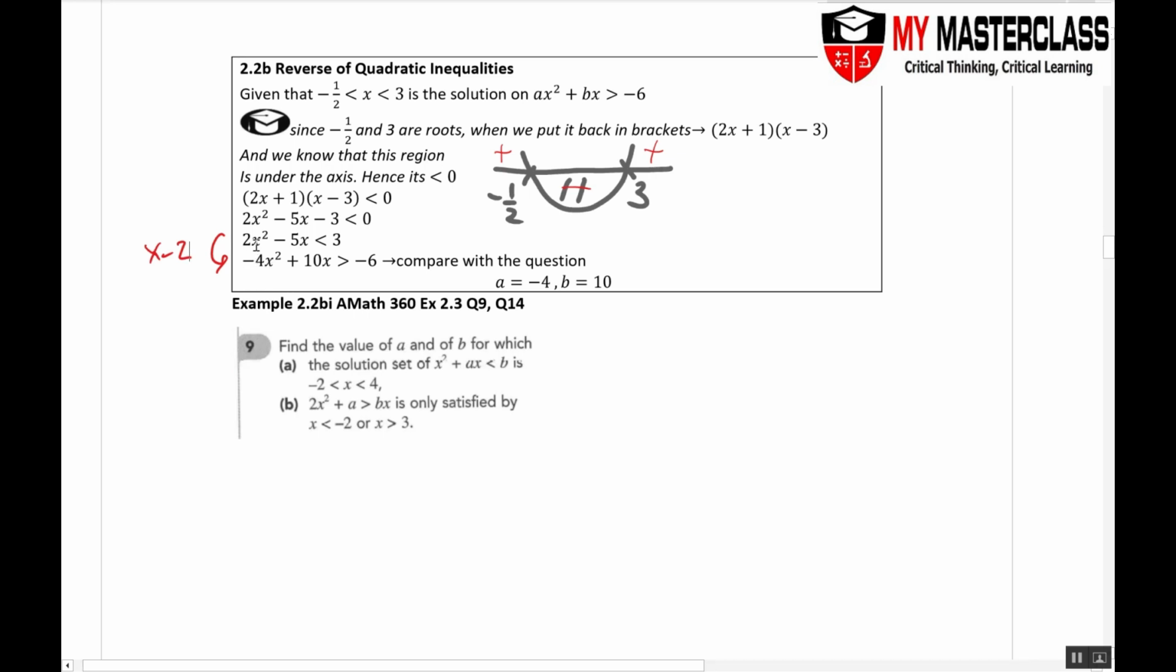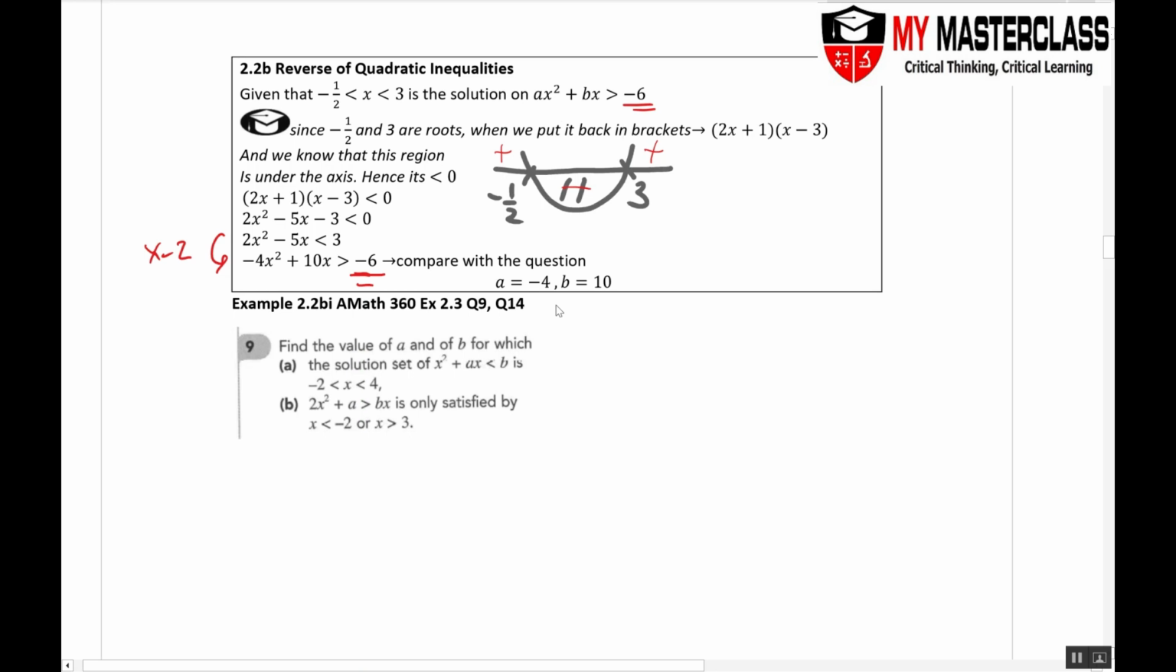Minus 2 times 2x squared is minus 4x squared. Minus minus becomes plus 10x. Then remember to flip the sign because I'm multiplying by a negative number. So now you have made the right hand side the same, minus 6, minus 6. Now is when you can compare the coefficients. So A is minus 4. B is positive 10. That's it.